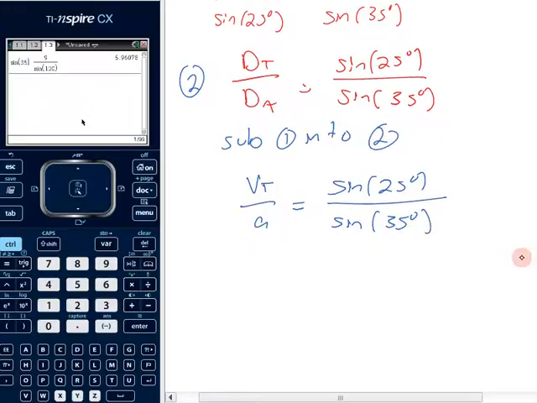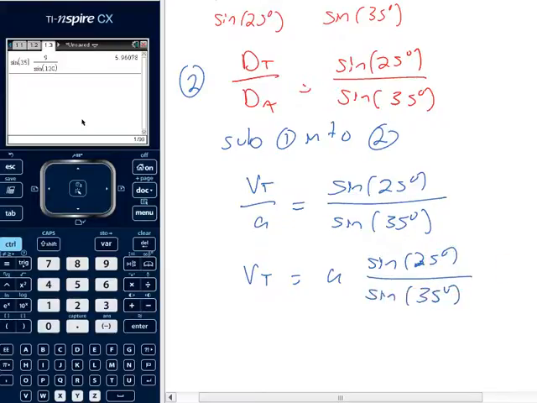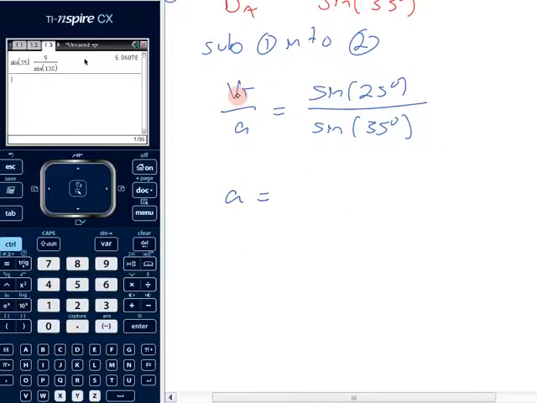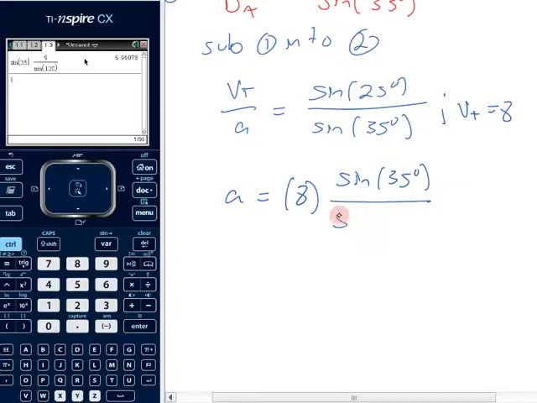To get A by itself, I'm going to multiply A to the other side, and I'll get vT is equal to A sine of 25 degrees over the sine of 35 degrees. And then I'll divide sine of 25 over sine of 35 to the other side. So basically that's a multiplication of sine of 35 degrees and a division of sine of 25 degrees. And that gives me A is equal to the velocity of Tom, which was given in the question to be 8 kilometers per hour, and then we'll have the sine of 35 degrees divided by the sine of 25 degrees.